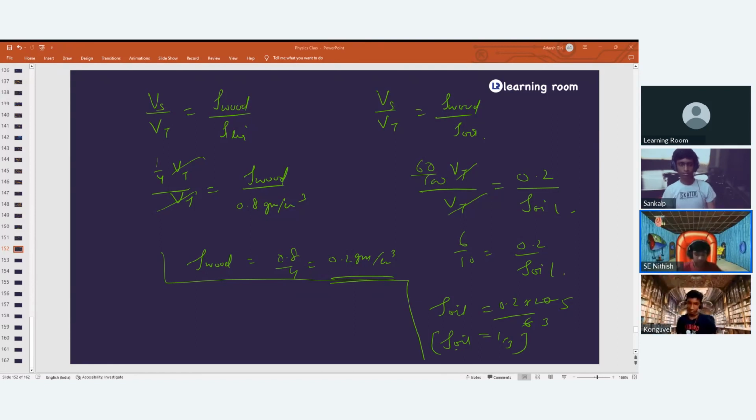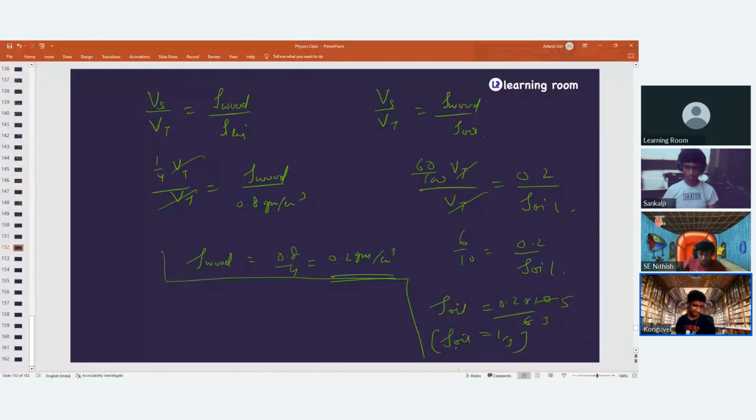Wait a minute. So isn't the answer 750 kilogram per meter cube? Oh no. Yeah, I think so.